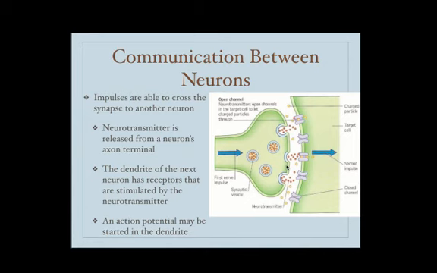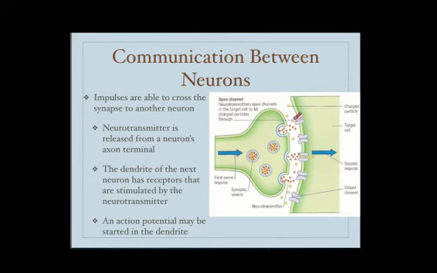The neurotransmitter then diffuses across the synapse, and so in this picture, our presynaptic neuron is this one. Postsynaptic neuron is over here, and so our neurotransmitters are moving across in the direction from the presynaptic neuron to the postsynaptic.